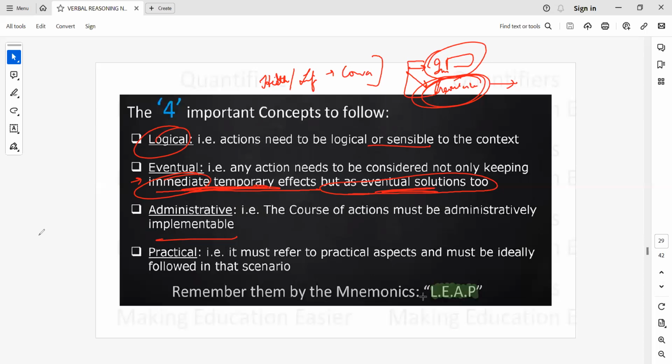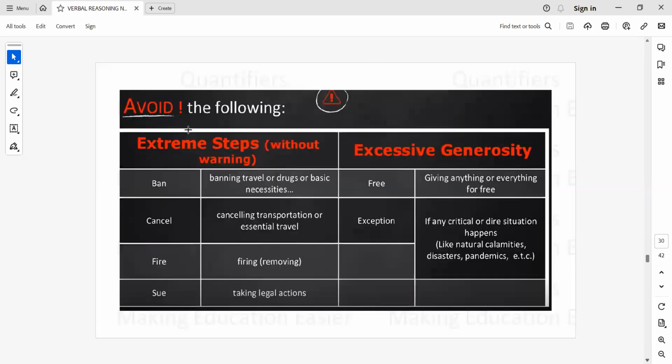Right? Let's get into the mode of solving the question. I think this is one more slide. So that is the case. Extreme steps without warning. So banning something, not a valid course of action. Canceling, not a valid course of action. Firing, suing. So extreme steps are generally avoided.